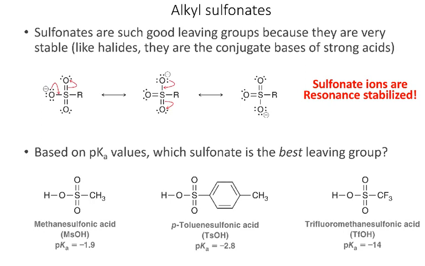Okay, so these alkyl sulfonates make really good leaving groups because they're very stable. Like halides, they are conjugate bases of strong acids. So that means they're very stable, and themselves, they are very weak bases. And what gives them this stability is the fact that they're resonance stabilized, and so we can spread these negative charges out over large regions of the molecule.